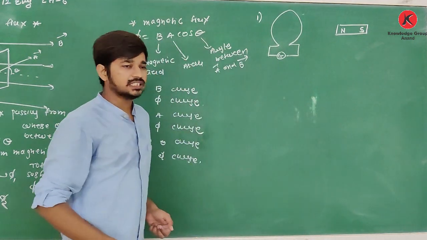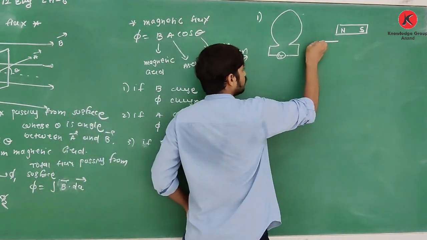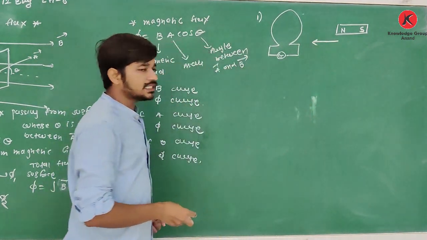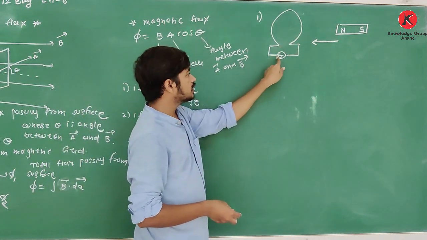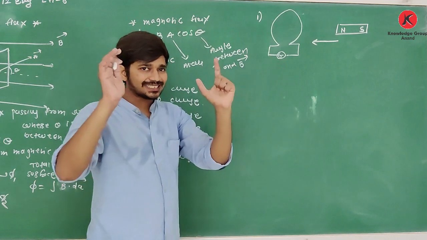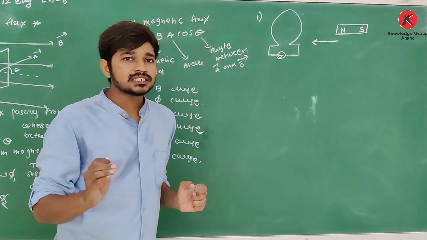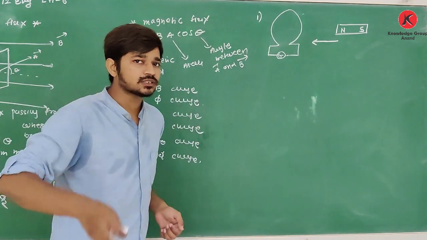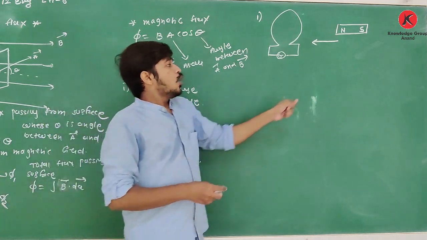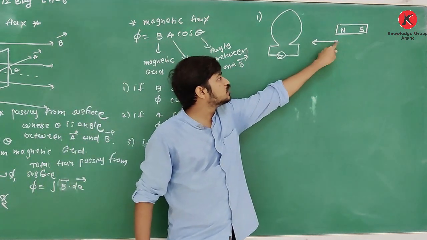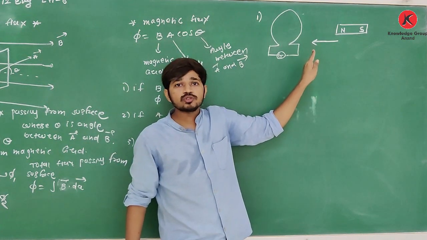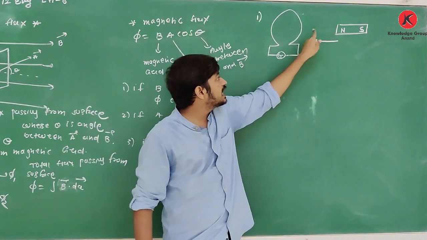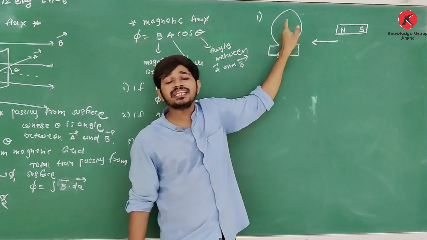Yes or no? Yes. If this magnet is moving towards the coil, current is produced in this coil. The galvanometer shows deflection. That is the result of the experiment. Now, what is the reason? What actually happens? When this magnet is moving towards the coil, we know that the magnetic field lines passing through this coil increase.